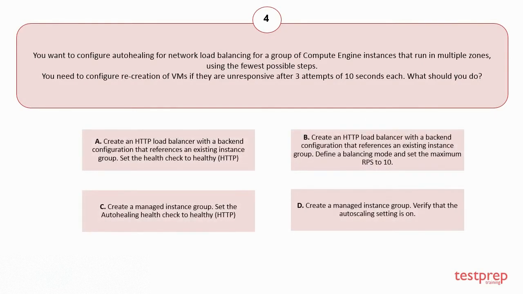Your options are: A. Create an HTTP load balancer with a backend configuration that references an existing instance group. Set the health check to healthy. B. Create an HTTP load balancer with a backend configuration that references an existing instance group. Define a balancing mode and set the maximum RPS to 10. C. Create a managed instance group. Set the auto-healing health check to healthy. D. Create a managed instance group. Verify that the auto-scaling setting is on. The correct answer is option D.